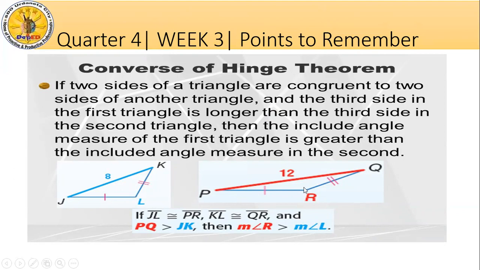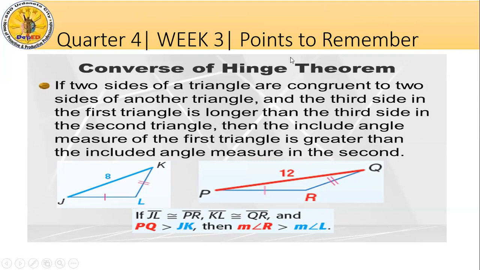So, in our figure here, side JL is congruent to side PR, and side KL is also congruent to side QR. Okay? But PQ is greater than JK because the measure of PQ here is 12 and JK here is 8. So therefore, the measure of angle R is greater than the measure of angle L because the side opposite angle R, which is PQ, is longer than the side opposite angle L, which is JK. Okay, so that is the converse of the Hinge Theorem.